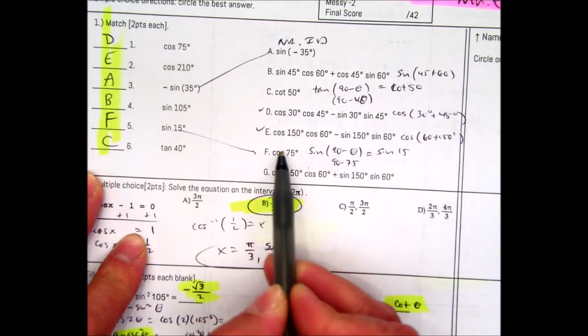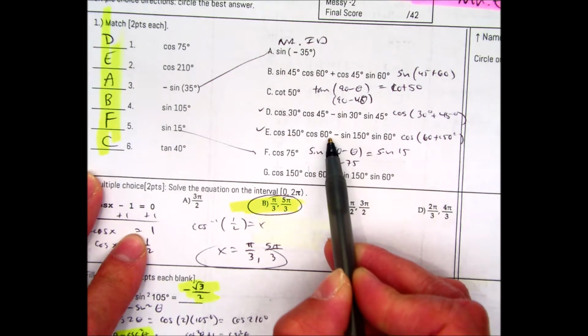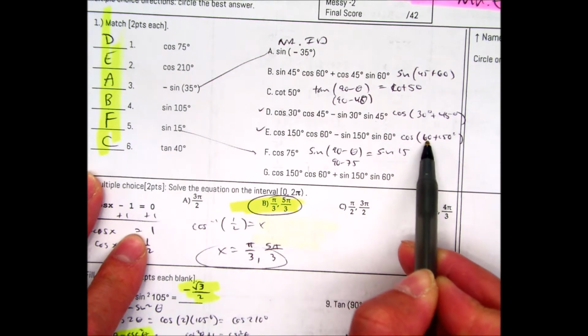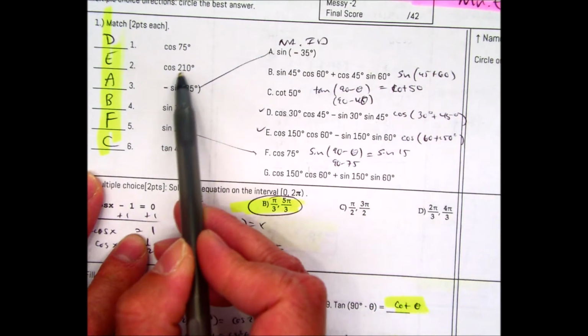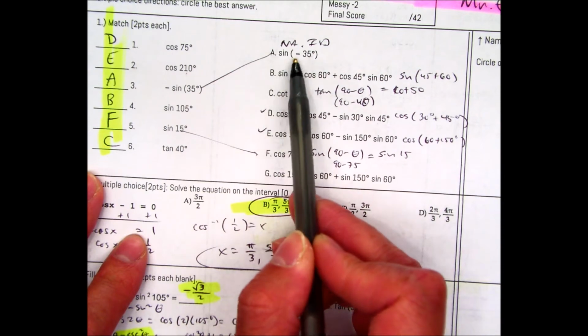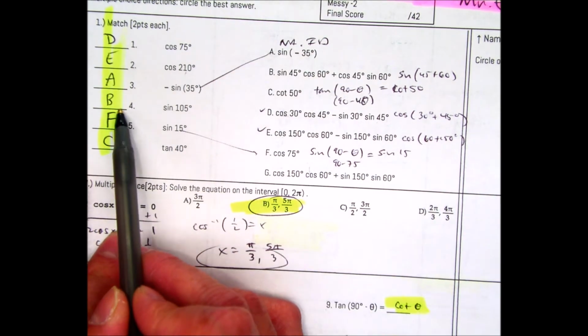Cosine of 210 is E. Cosine, sine, sine, change the sign. This is the sum identity of cosine. 60 plus 150 gives you 210 degrees. Here, this is the negative angle identity. You just take out the negative sign into the front, straight from looking at your formula sheet.